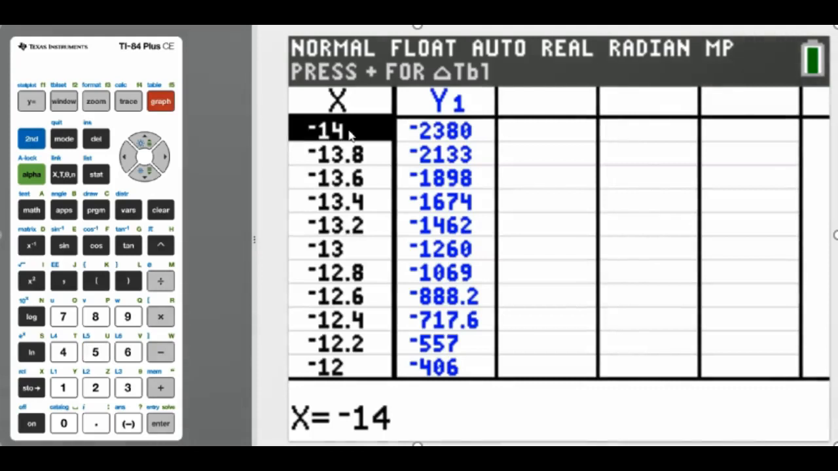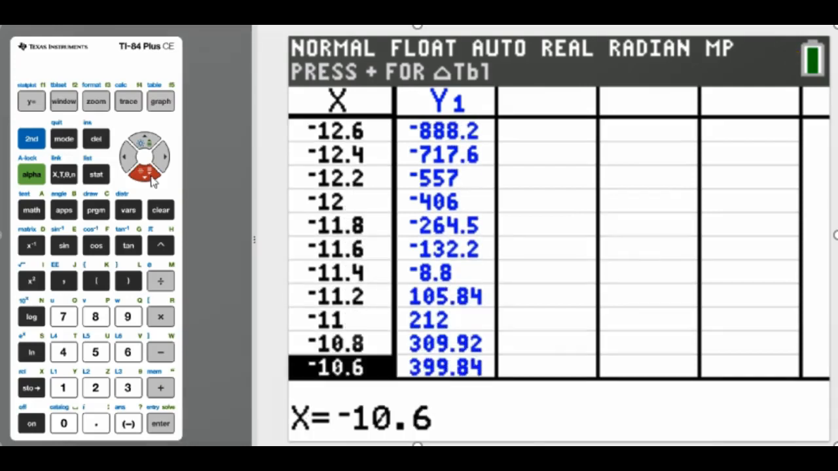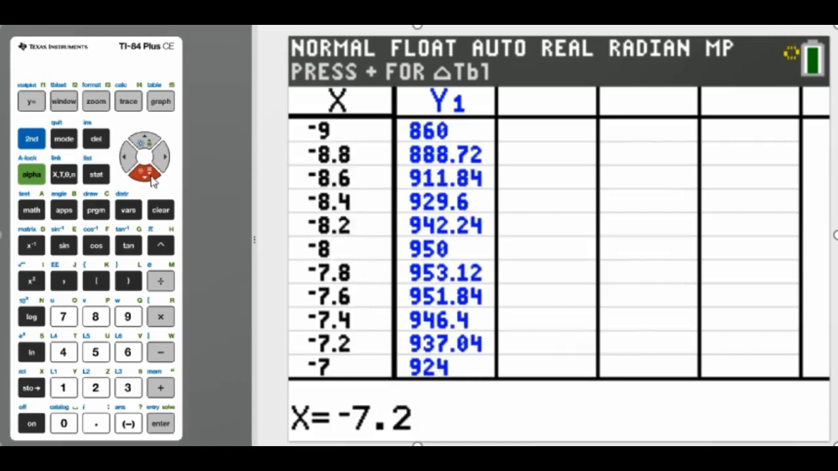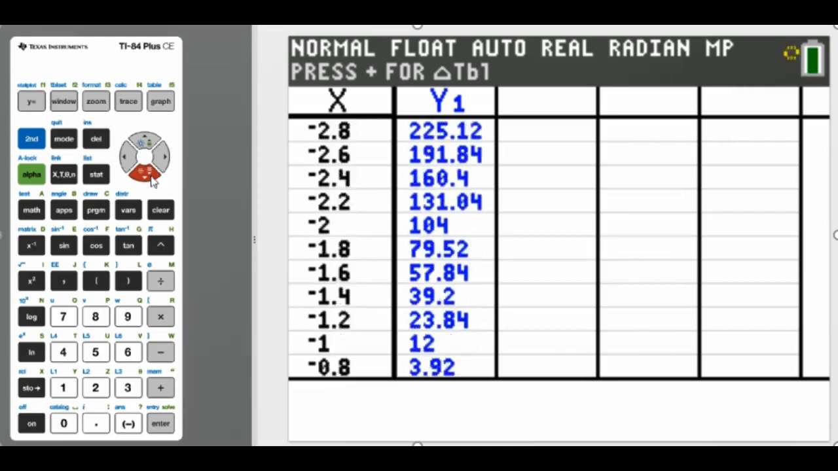And I need to start where x is negative 14, and I can stop looking when x is positive 14. But what I'm really looking at is these blue numbers in this y column. When I find a 0 in that column, it's a rational root. So you just have to basically keep clicking until you find a 0 in that column.